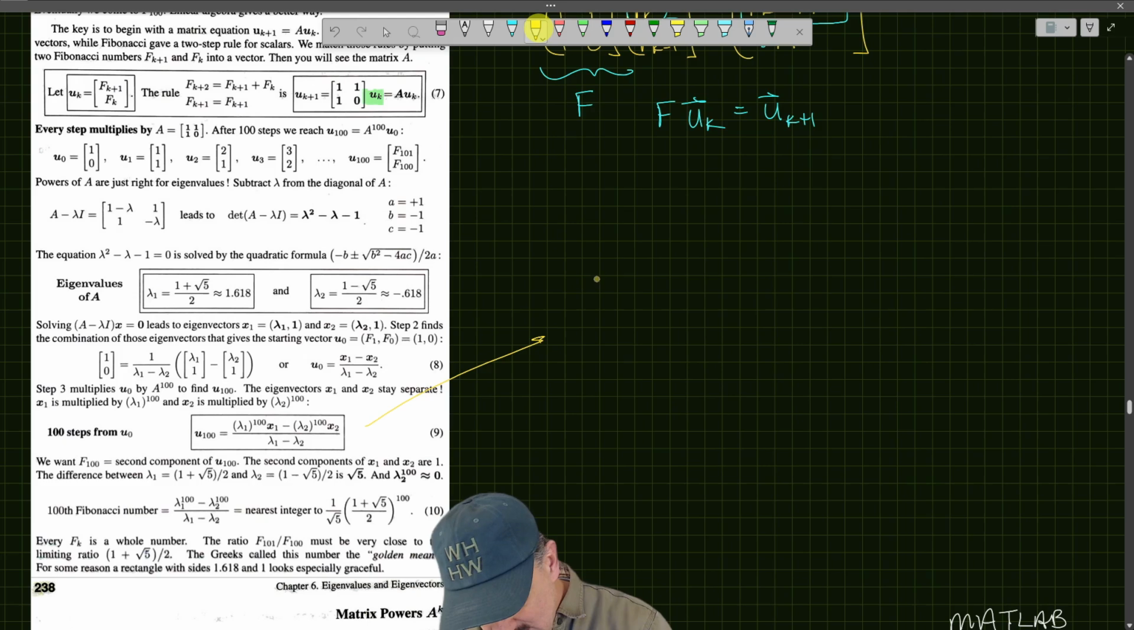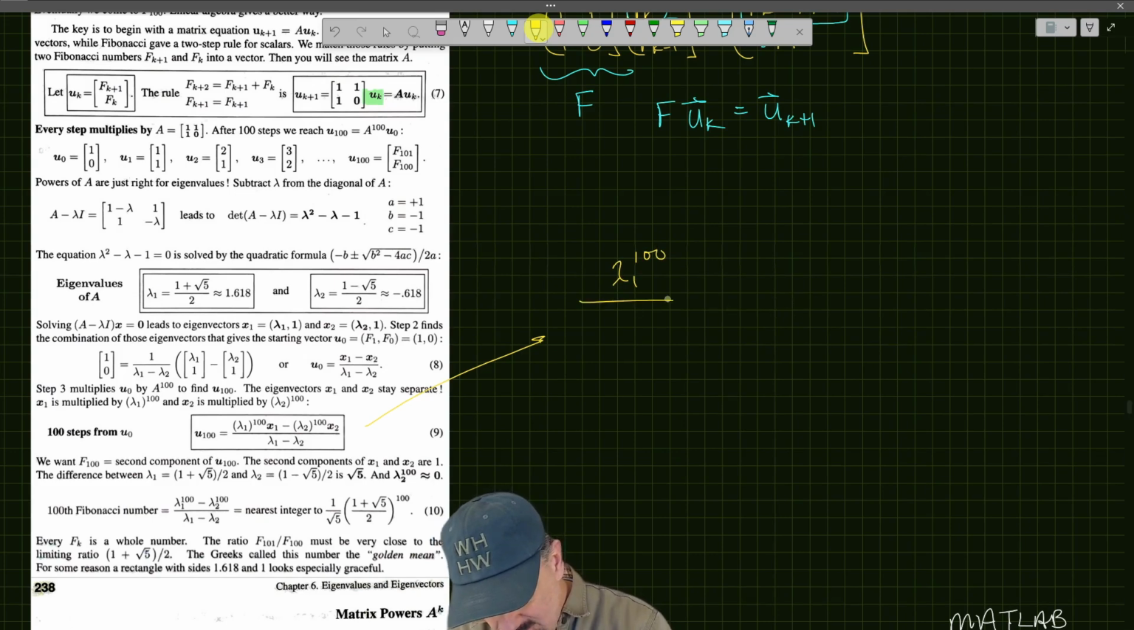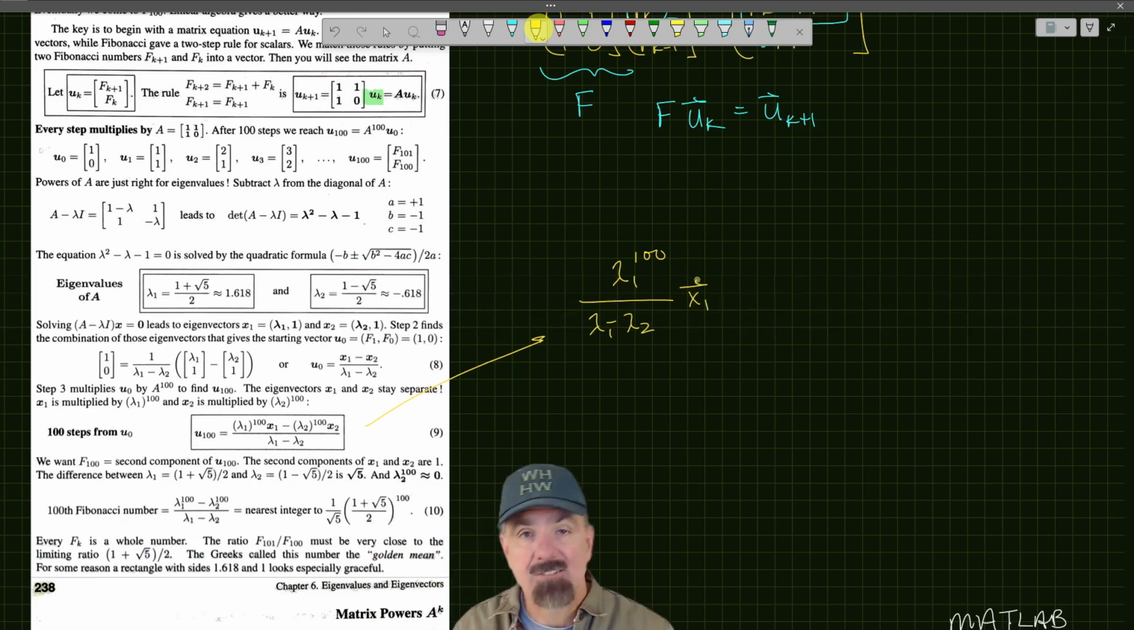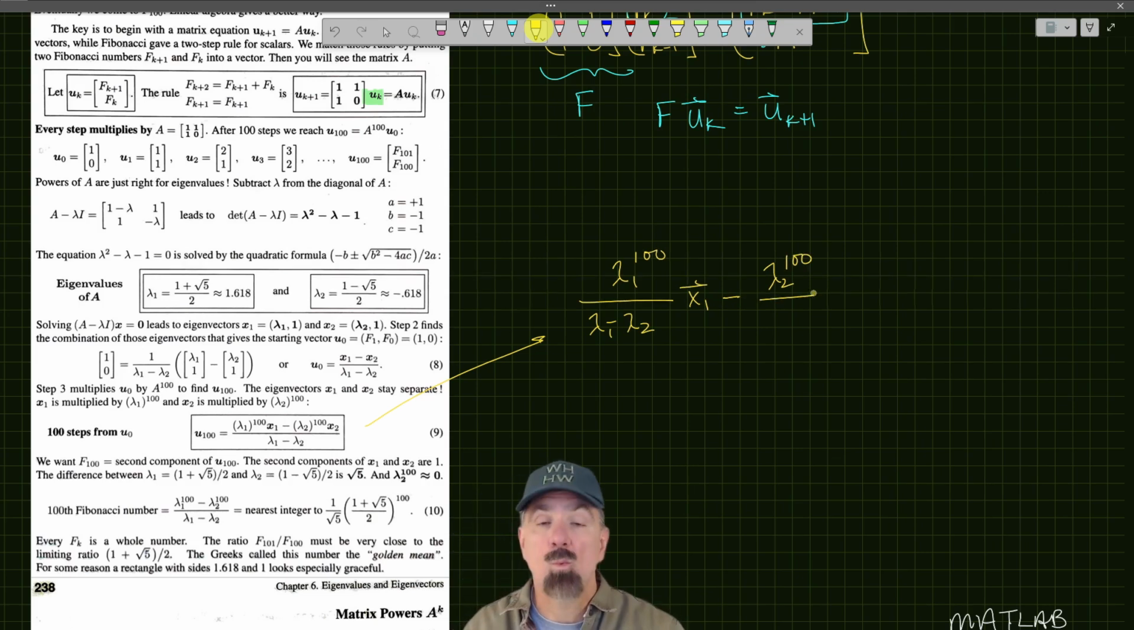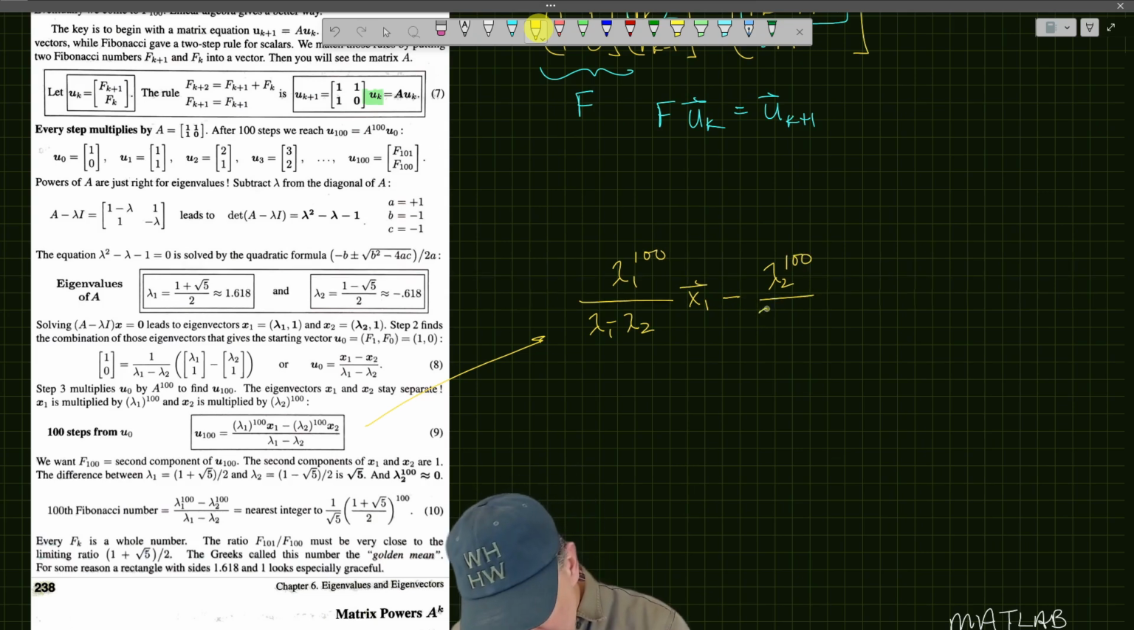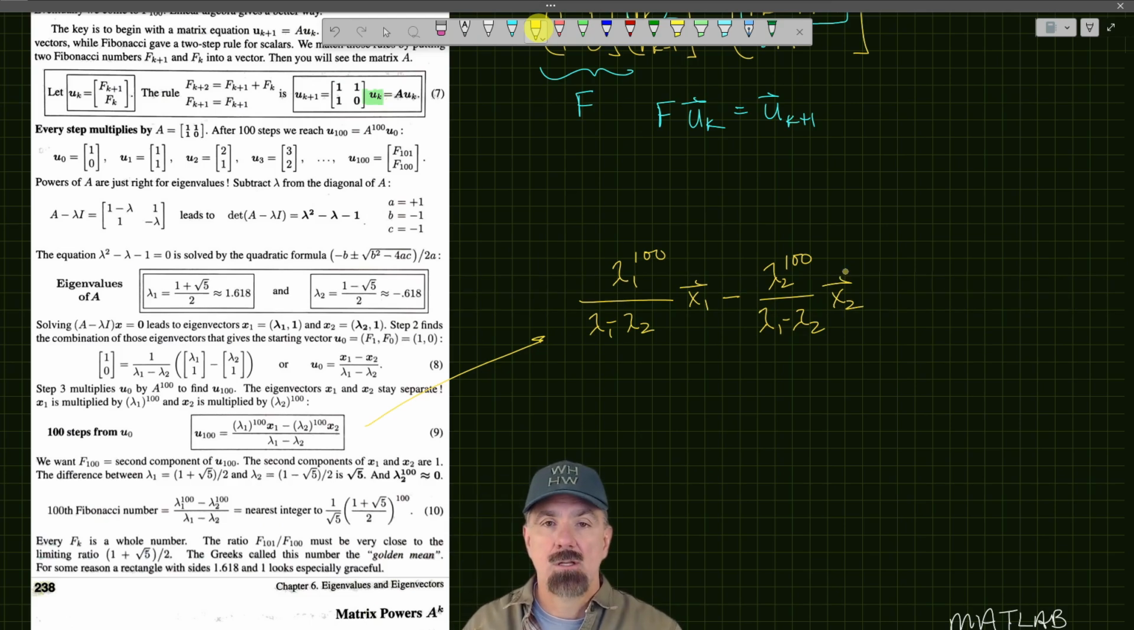So he's really saying that we have lambda 1 raised to a particular power divided by lambda 1 minus lambda 2, and that's being multiplied times the first eigenvector. And then we have minus lambda 2 raised to the 100th power, this is to find the 100th Fibonacci number, divided by lambda 1 minus lambda 2 times x2. We have a linear combination of the two eigenvectors.